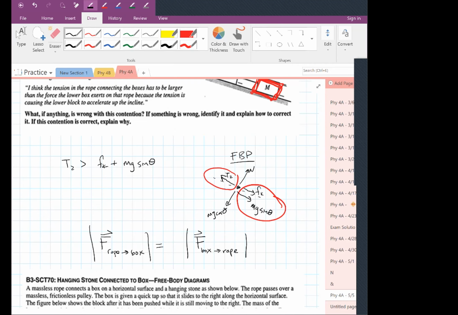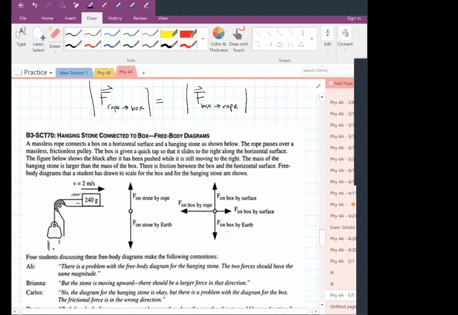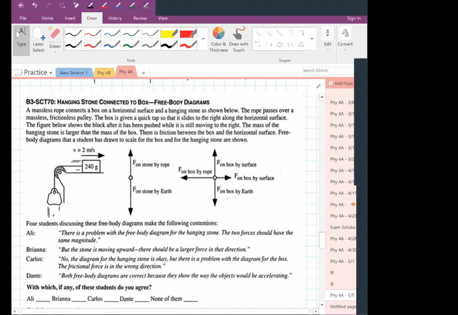Let's take a look at this one. We've got a massless rope connecting a box on a horizontal surface and a hanging stone. The rope passes over a massless, frictionless pulley. The box is given a quick tap, so it slides to the right along the horizontal surface. The figure below shows the block after it has been pushed, while it is still moving to the right.